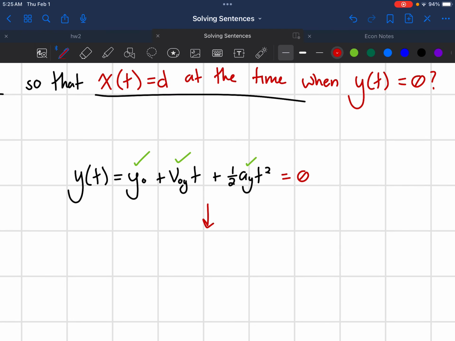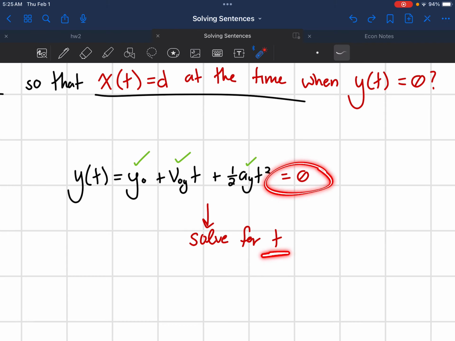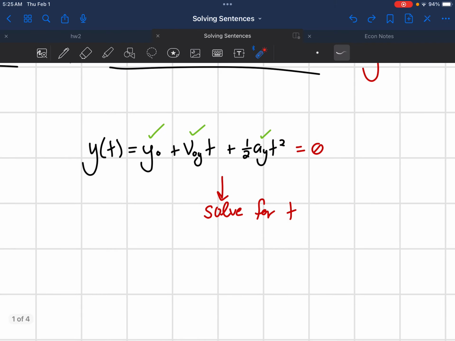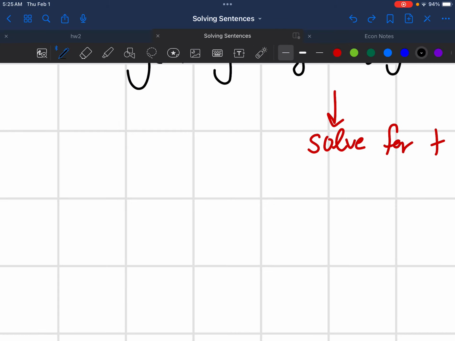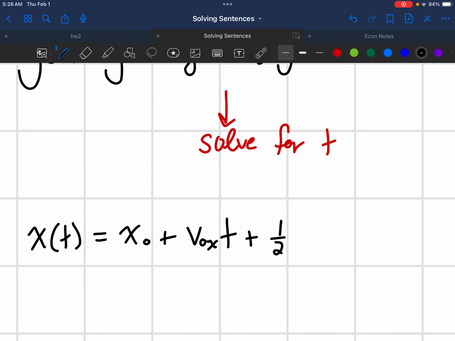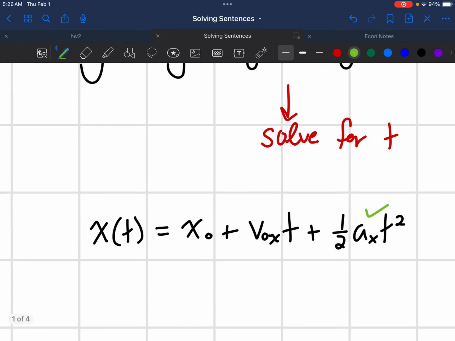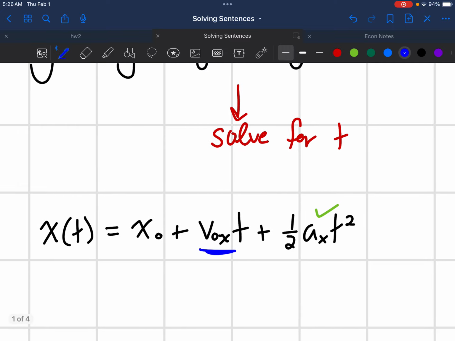And I'm going to solve this equation for t. That gives me the time when y of t is 0. And now I'm going to use that t and plug it into my x of t equation: x of t equals x naught plus v naught x t plus 1/2 ax t squared. And again, I know ax. I'm trying to solve for v naught x, which is just going to be v naught, right?